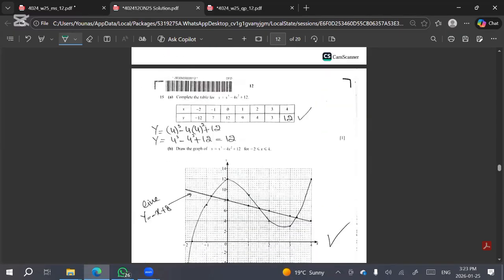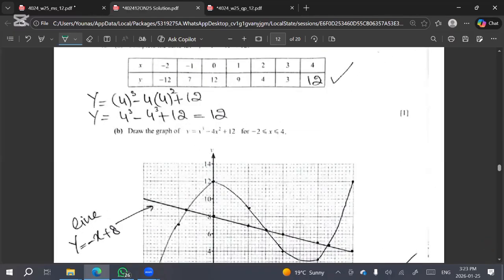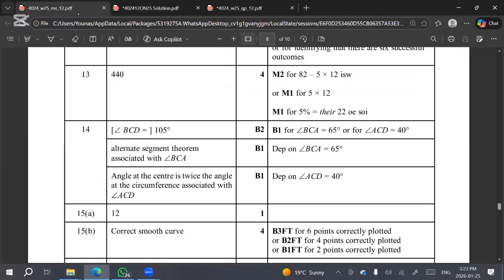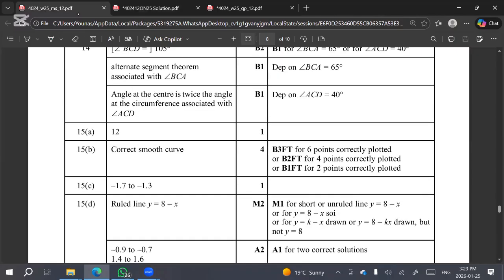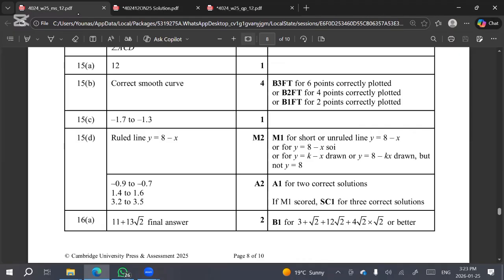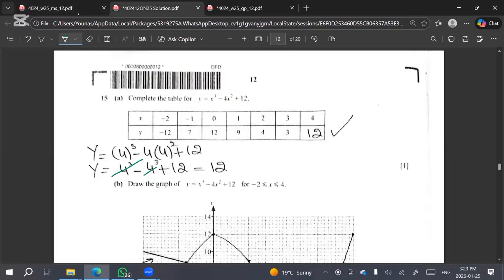So here we have y equals 4 cubed minus 4 into 4 squared plus 12. So 4 cubed minus 4 cubed plus 12. This and this will be cancelled, so you are left with the 12 only. So question number 15, A part: the 12 is the answer. So let's do the next thing.